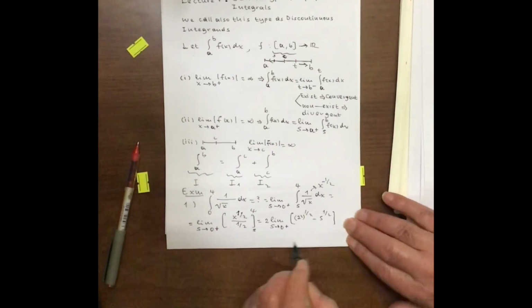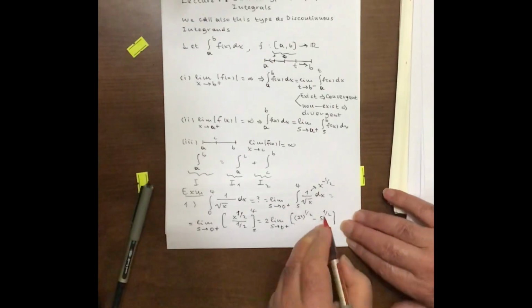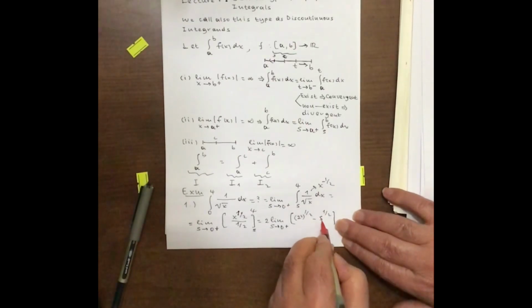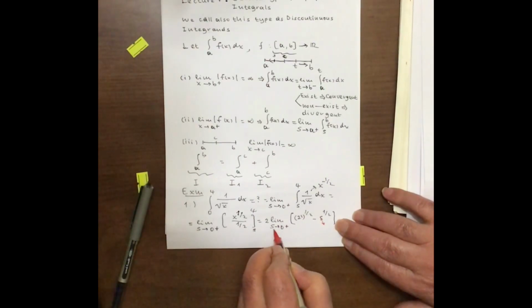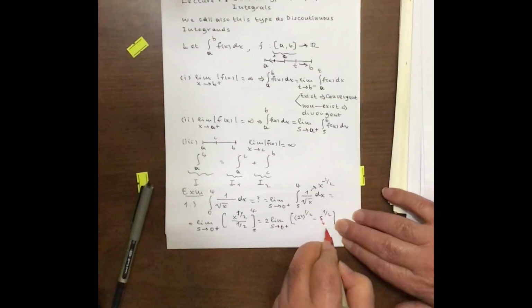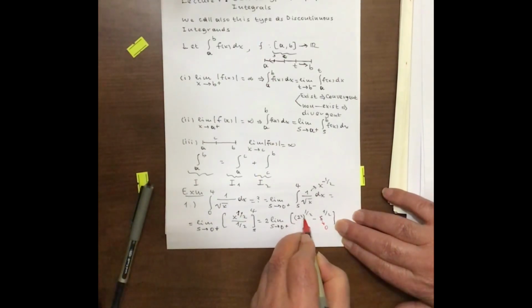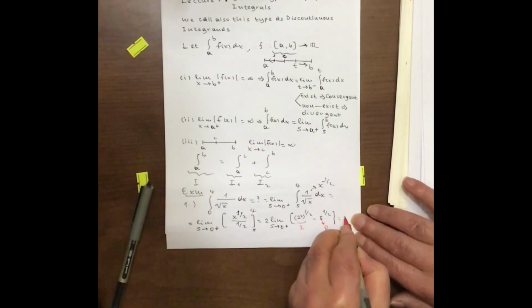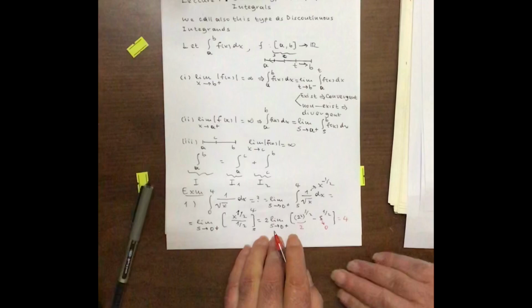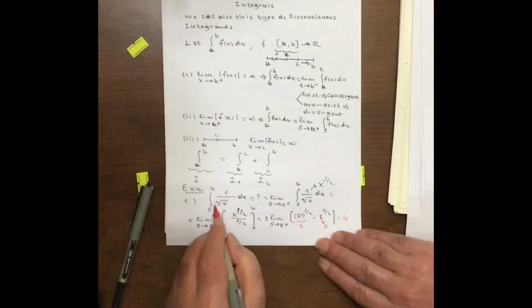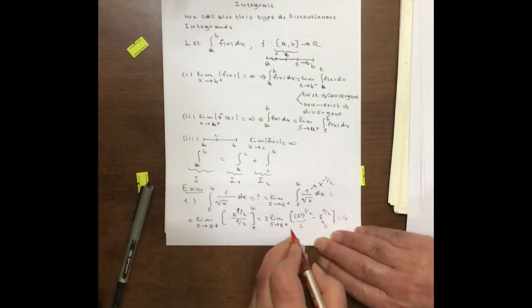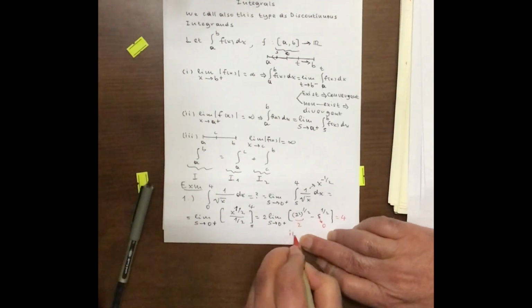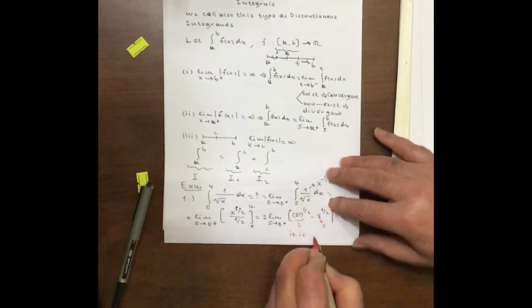Let's look at what happened. As s tends to 0 from the right hand side, this term goes to 0. And so here we have just 2 times 2, which is 4. And we can say that our given integral is convergent.